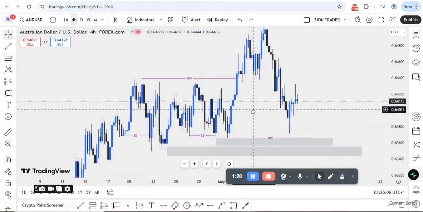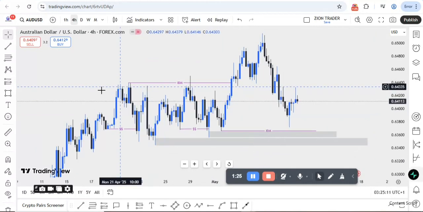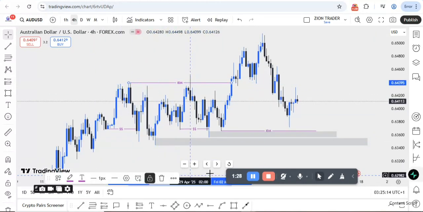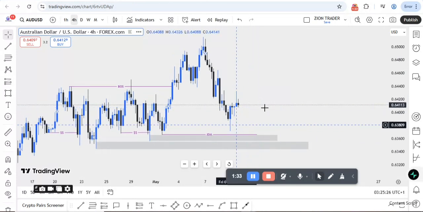Scaling down to the 4 hour time frame, we have a very dicey setup right here, right? So we have a very dicey setup. We have our break of structure right here. This is not an inducement. So we have our break of structure, we have our inducement. We're waiting for price to come to this our POI right here.